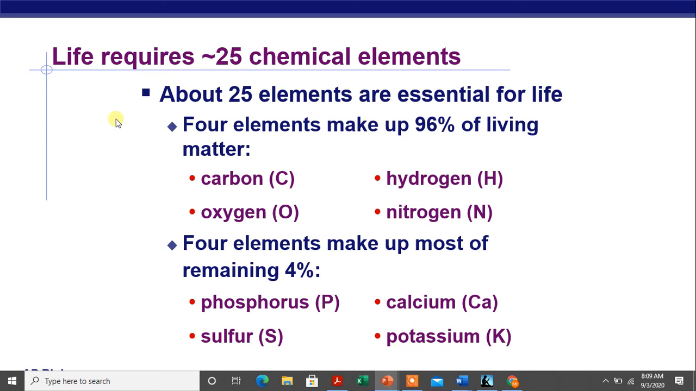So these make up the vast majority, all right? More than 99%. The other 17 elements make up less than 1% of the mass of living things. So this is something I would remember, all right? I would especially remember these four. You need to remember these four because they're going to come back when we talk about macromolecules.